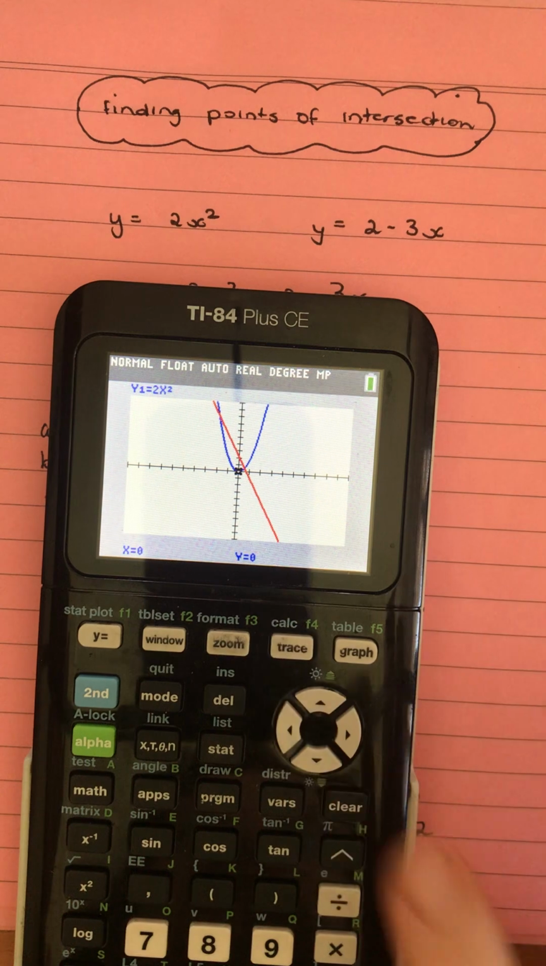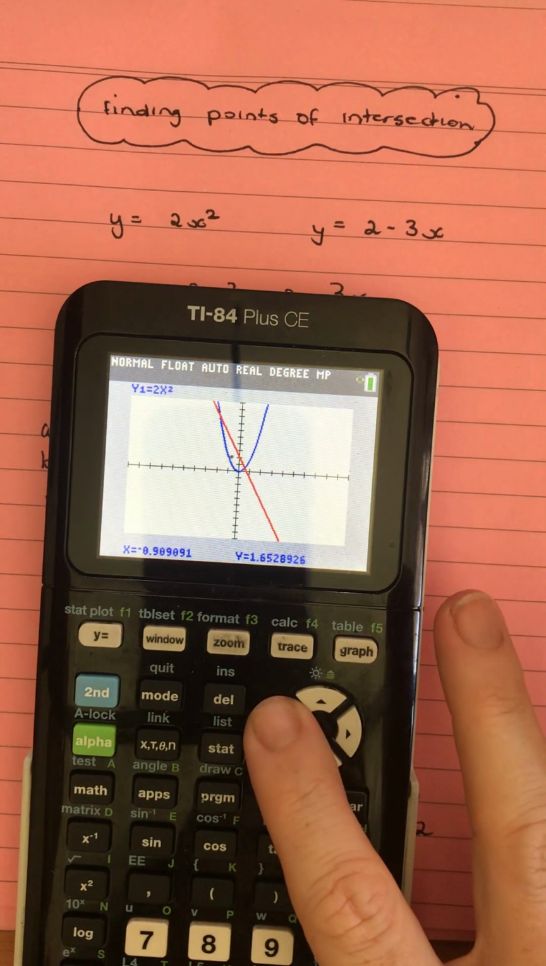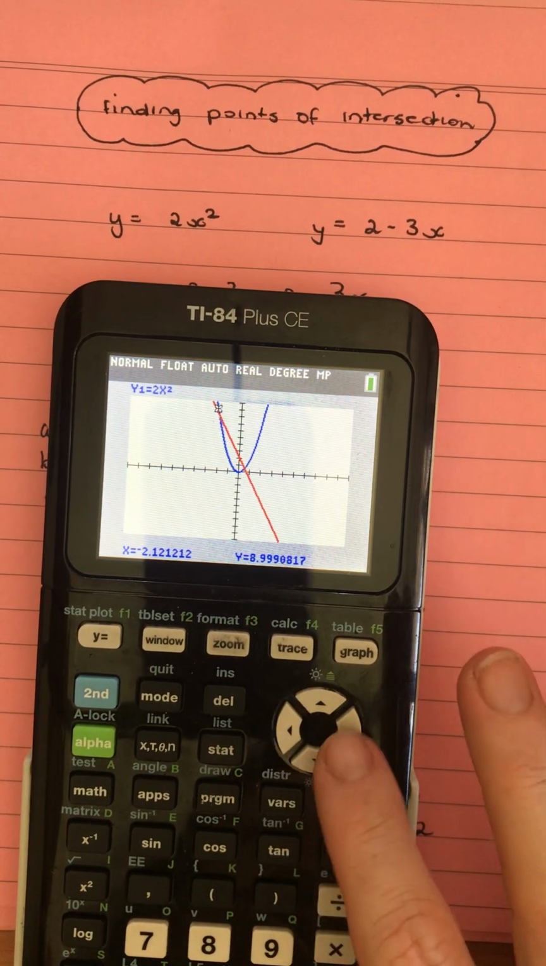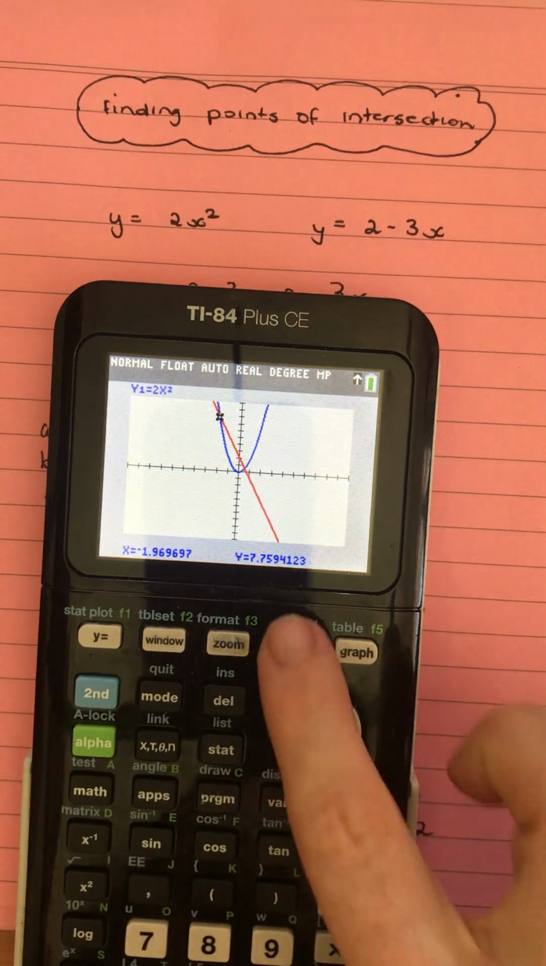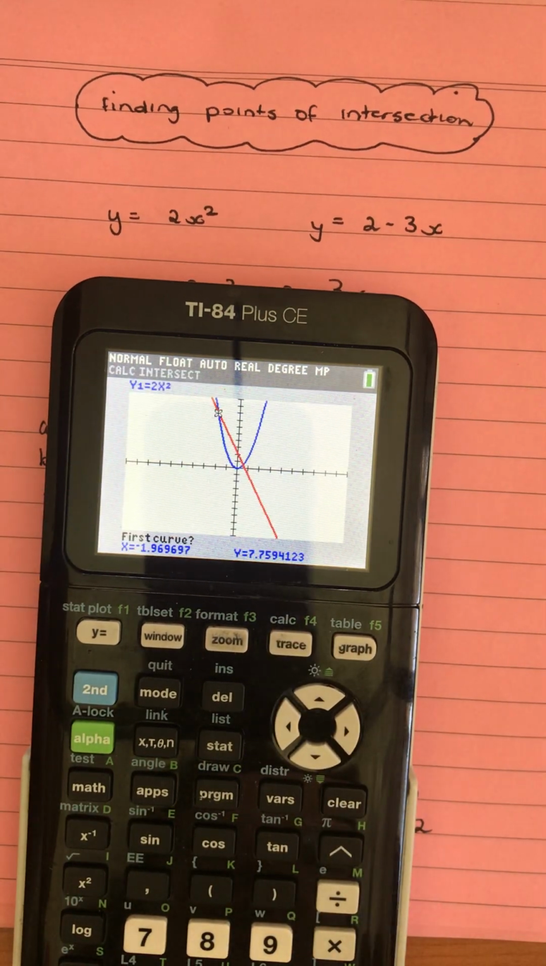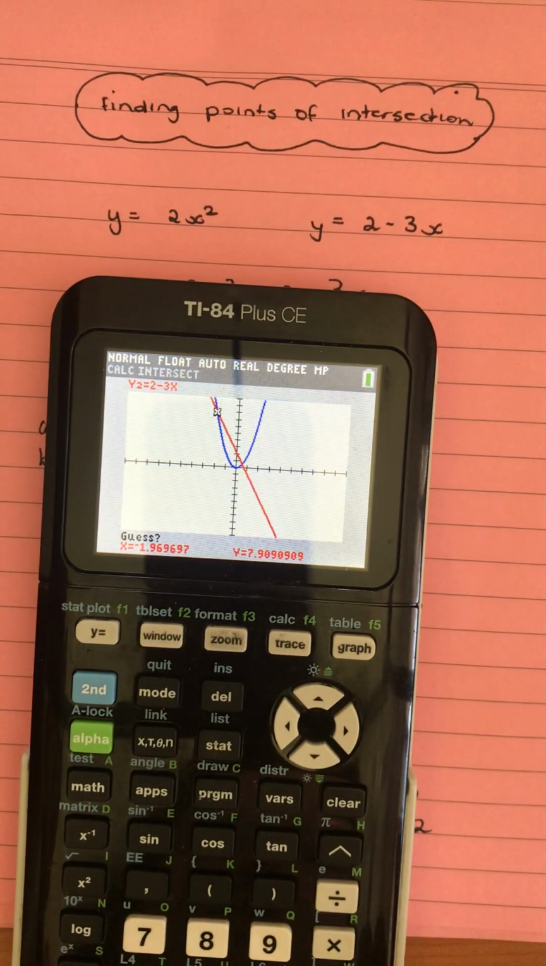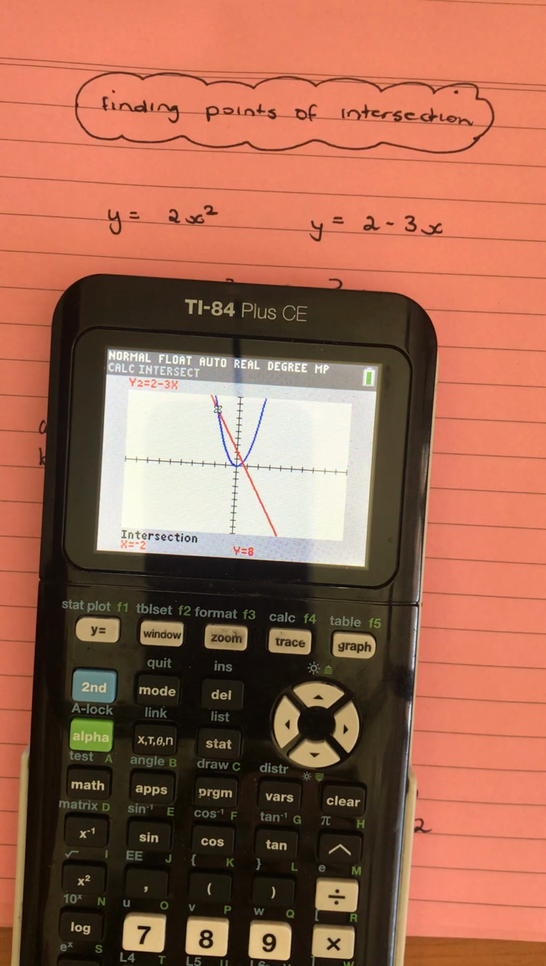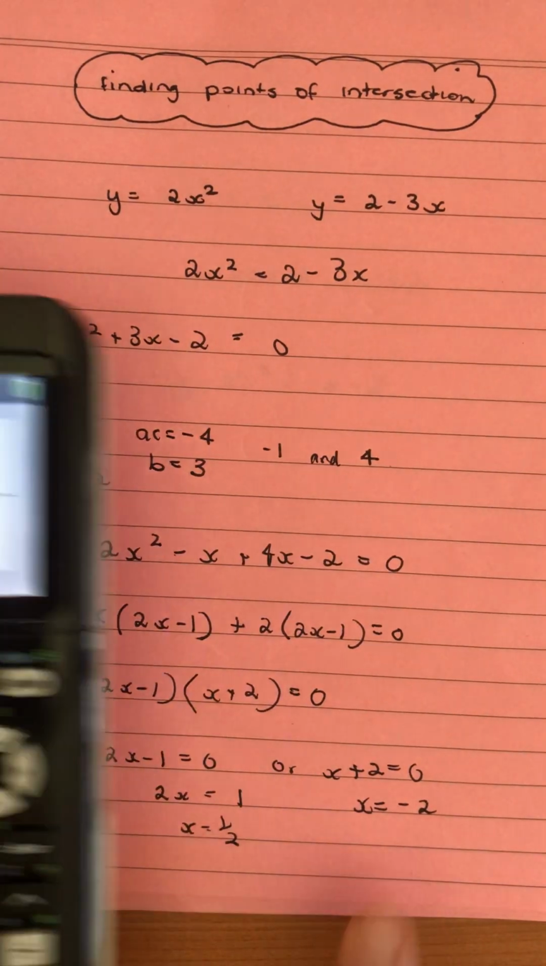So if we put our trace on and get our cursor as close as we can to that intersection, then do second trace intersect, it's going to find the one that's closest to where you put the cursor. So see how we've got x equals negative 2 and y equals 8. And we found one of our solutions was negative 2.